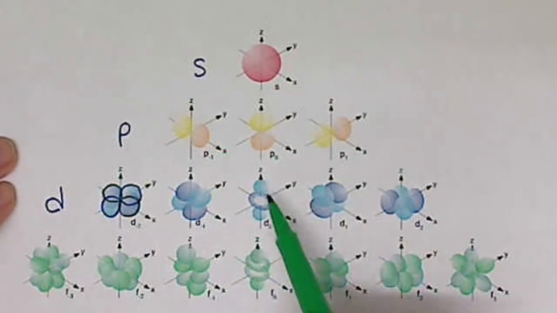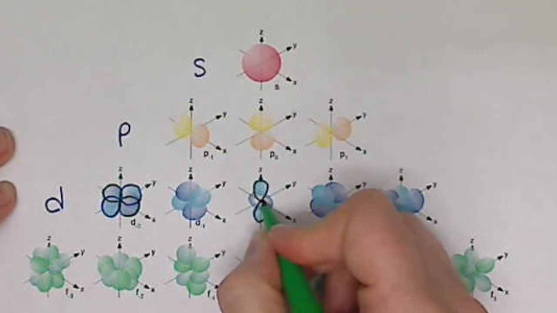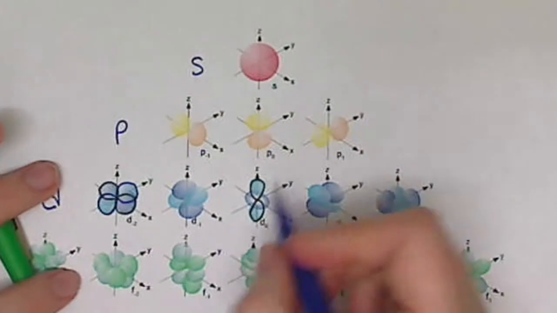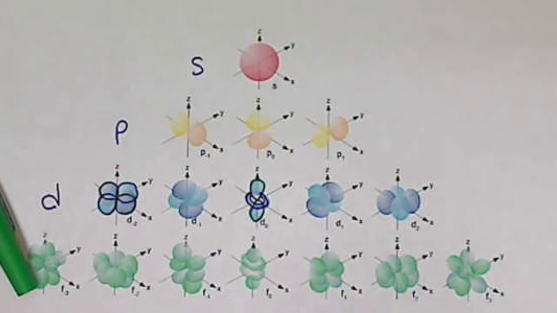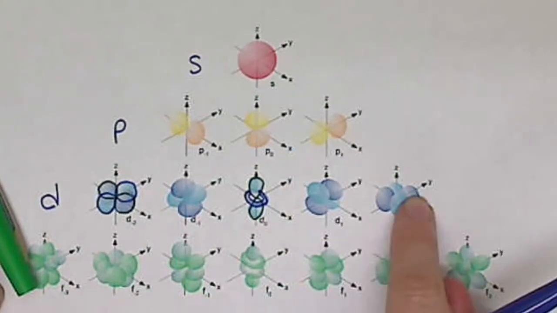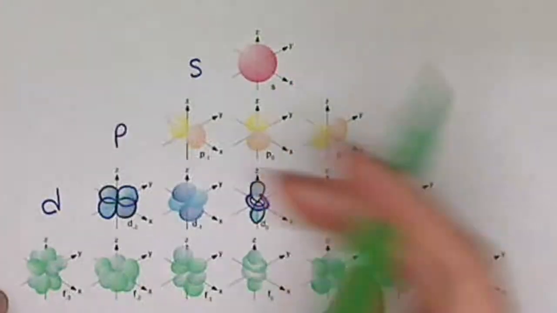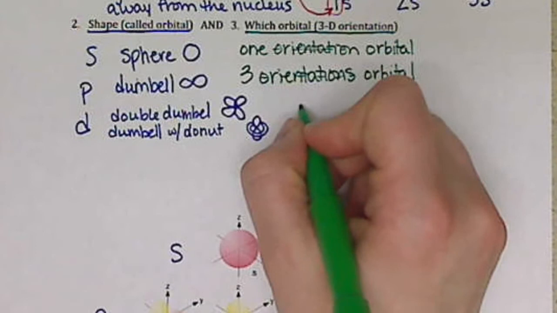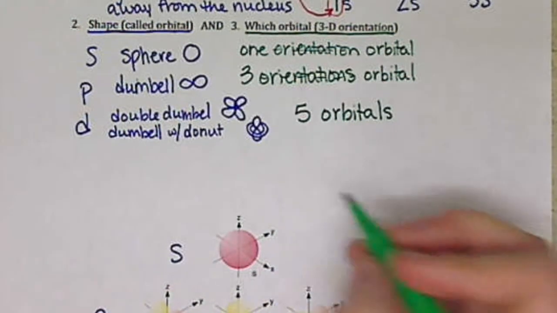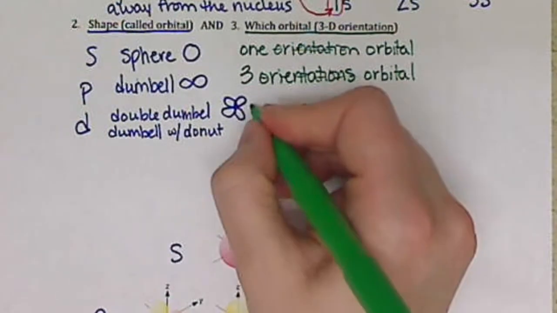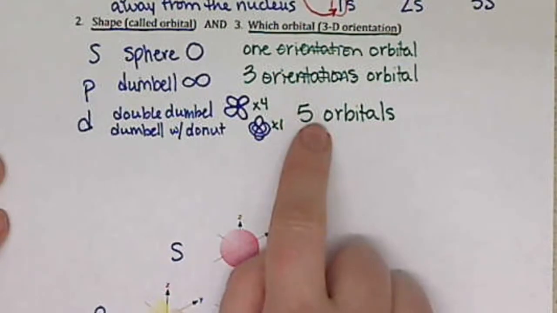This one in the center is the funky dumbbell with the donut. So we have a dumbbell, and then we have this donut portion going around. So we have 4 double dumbbells and then 1 orientation of the dumbbell with the donut. So total, we essentially have 5 orbitals that are D-shaped. Okay, so there's 4 of those, 1 of those to contribute to our 5.